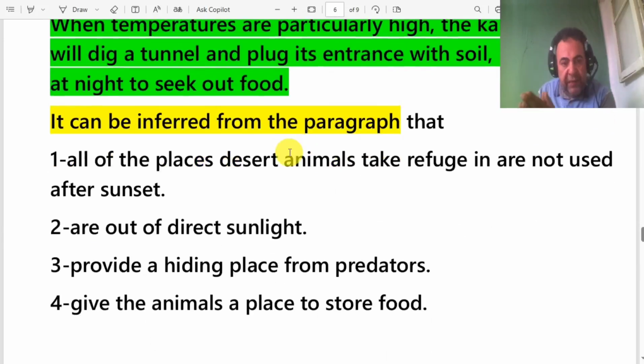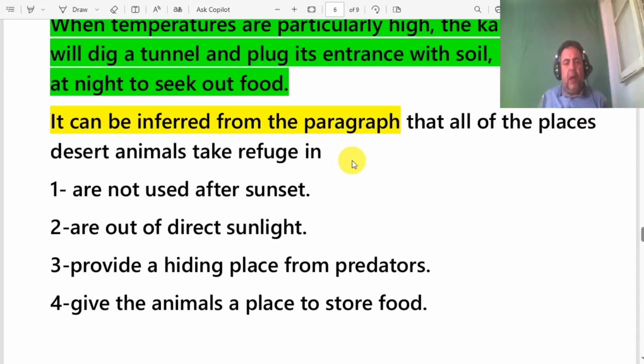And now here is a very important point. I'd like you to focus with me and pay me your attention completely to know how we can infer the right answer, how we can answer this question. Number 1, we have to read the question carefully. It can be inferred from the paragraph that all of the places desert animals take refuge in. What are the features of these places, not the animals? Take care here. The places the animal can take as a refuge, okay? What is the description of it?